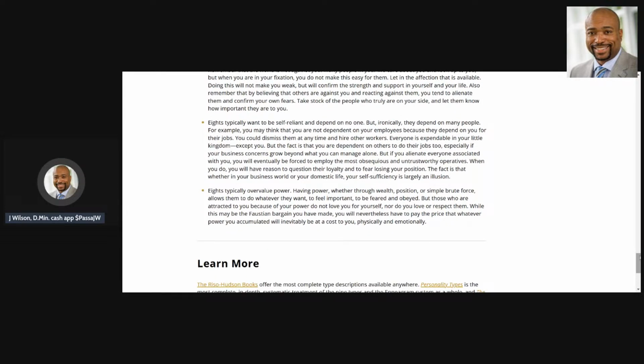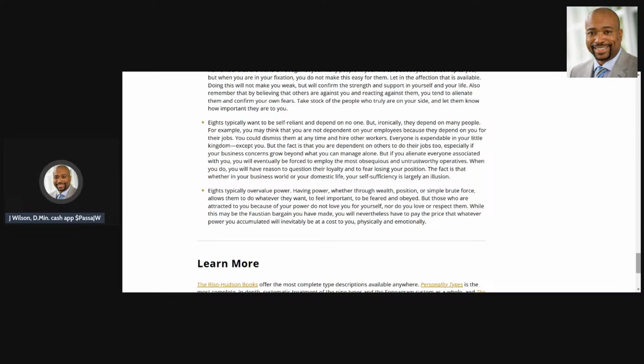Eights typically want to be self-reliant and dependent on no one. But ironically, they depend on many people. For example, you may think you are not dependent on your employees because they depend on you for their job. You could dismiss them at any time and hire other workers. Everyone is expendable in your little kingdom except you.